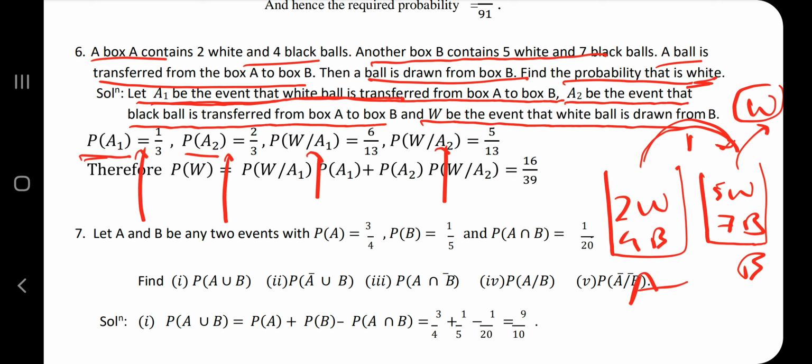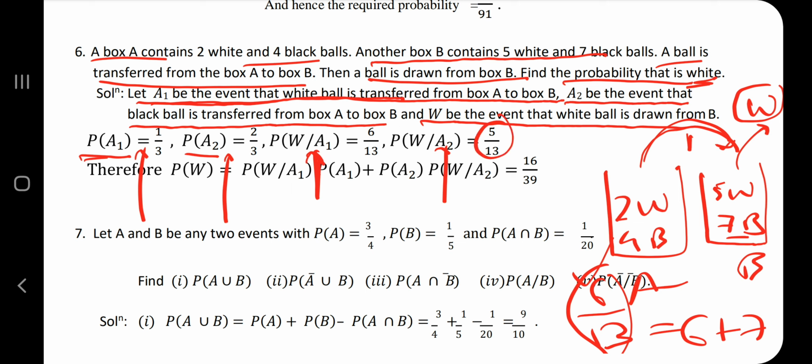P of A2 is 2 by 3 in the same way. B is 4 by 6, which is nothing but 2 by 3. And what is the probability that a white ball will be drawn given that A1 was transferred? If A1 was transferred, how many white balls will be there here? Instead of 5, it will be 6 white balls. Sorry, 6 will be there, plus 7 is equal to 13. 13 balls will be there. Among that, 6 white balls are there. Fine. So the probability of taking the white ball is 6 by 13. Same goes for this one also. Probability of black ball is 5 by 13.